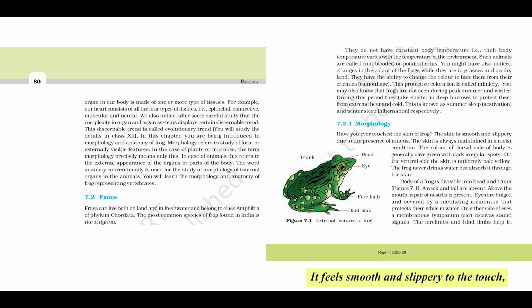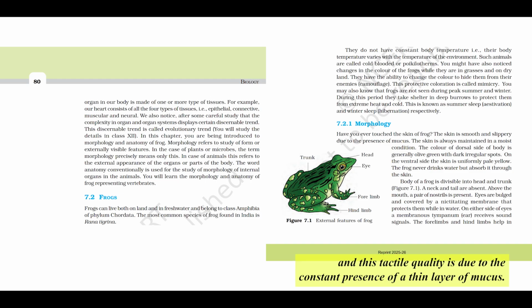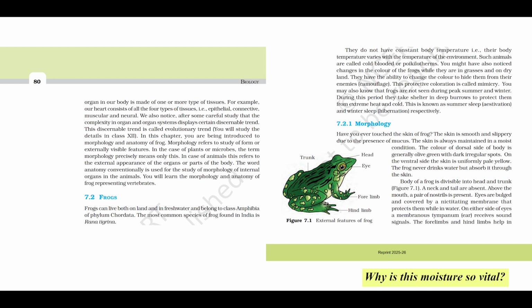It feels smooth and slippery to the touch, and this tactile quality is due to the constant presence of a thin layer of mucus. This mucus also ensures that the skin is always maintained in a moist condition. Why is this moisture so vital? Well, we'll discuss this soon when we talk about respiration, but it's a key point to remember.